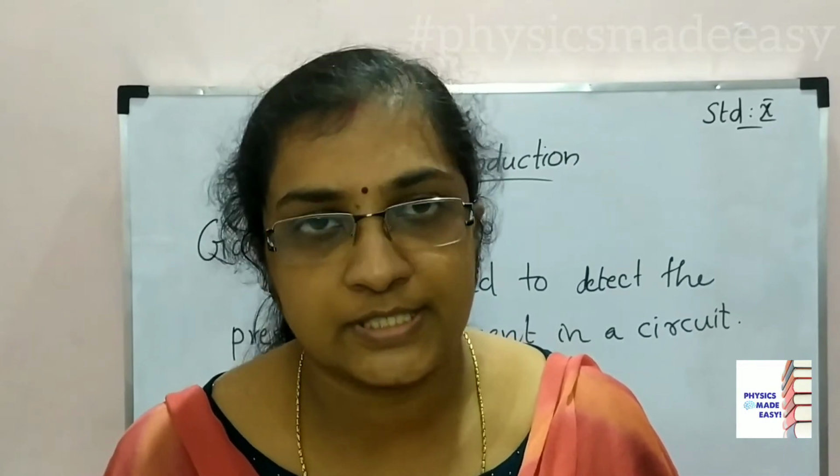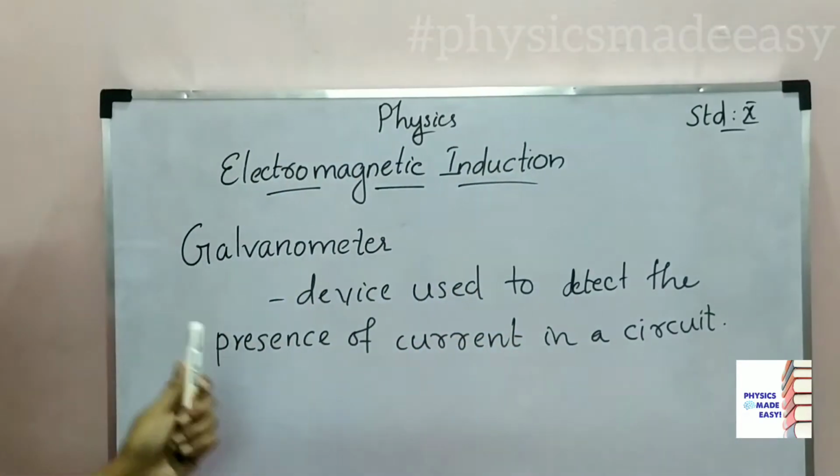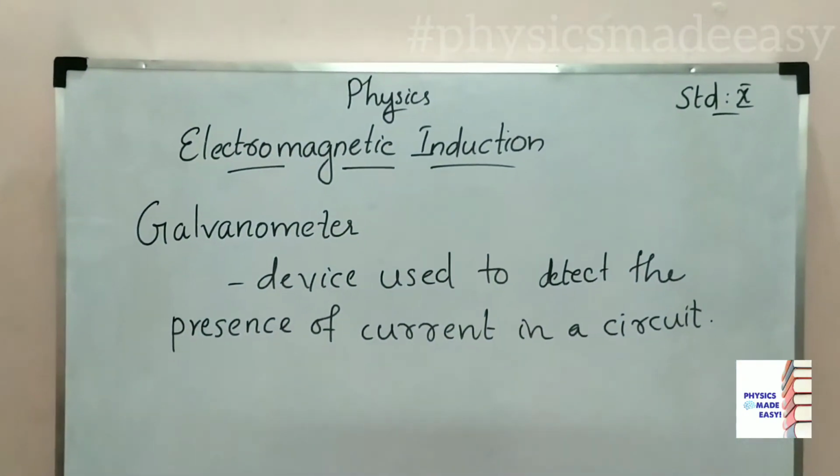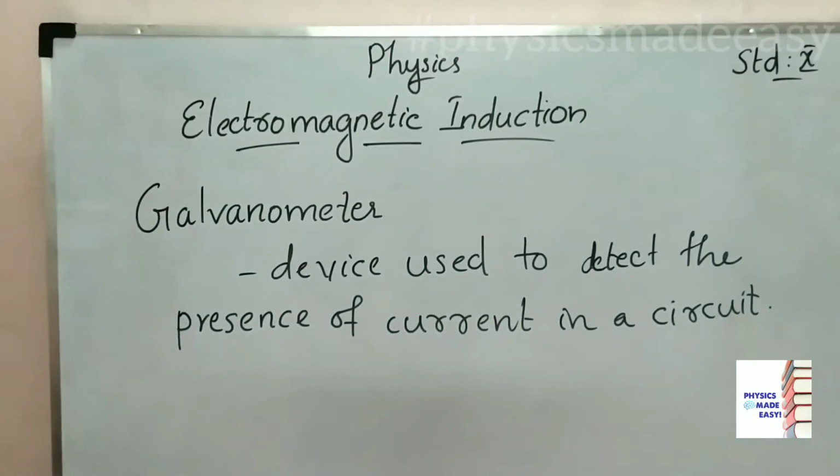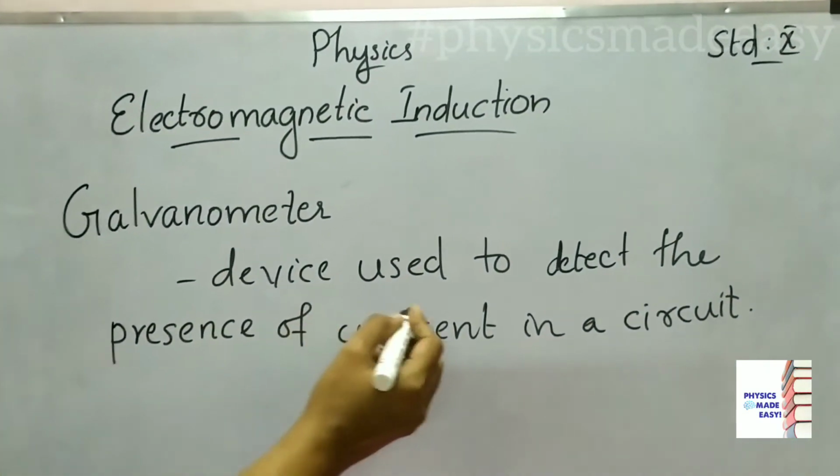Before going to discuss that, children, you have to know about one device, that is the galvanometer. Here you can see a galvanometer, a device used to detect the presence of current in a circuit.